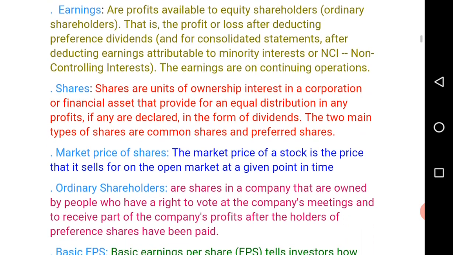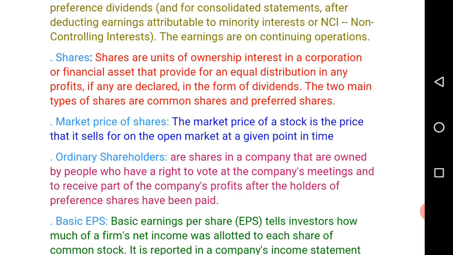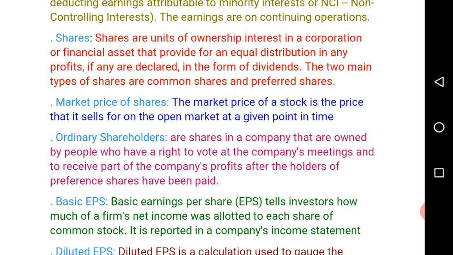So you could research more on shares. So we'll move over to the next one: market price of shares. Now the market price of a stock is the price that it sells for on the open market at any given point in time. Now the price changes often, so that's why there's "at any given point in time" here. It's the price you could see to buy shares now. That is the current price, so the market price of shares is the current price.